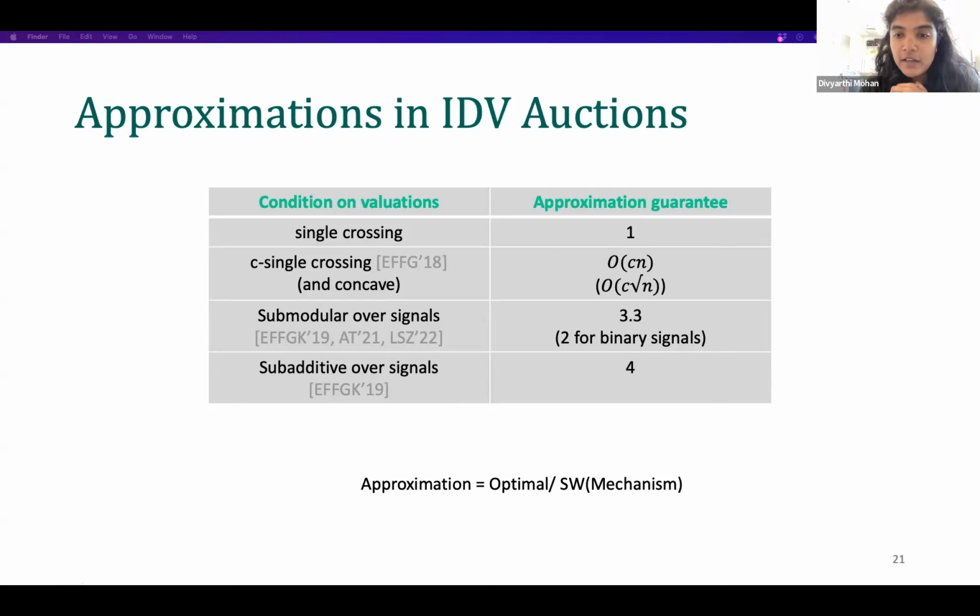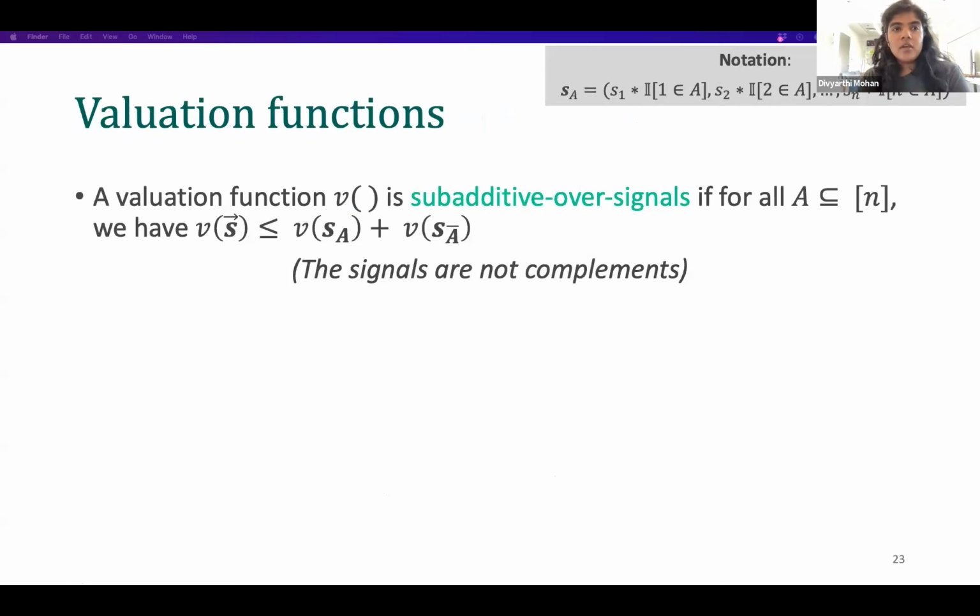Okay, and let me define what these two classes are before I move on. A valuation function V is subadditive over signals if, for any subset A of the agents, the value of V on all the signals is smaller than or equal to the value of V on only the agents in A, plus the value using the signals of only the agents not in A.